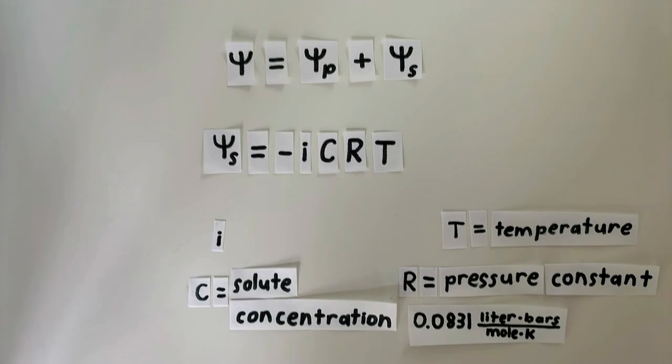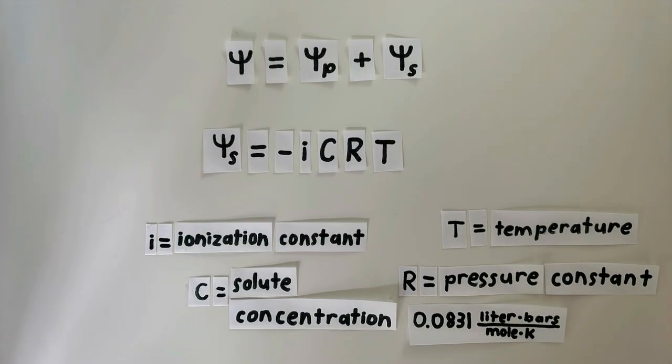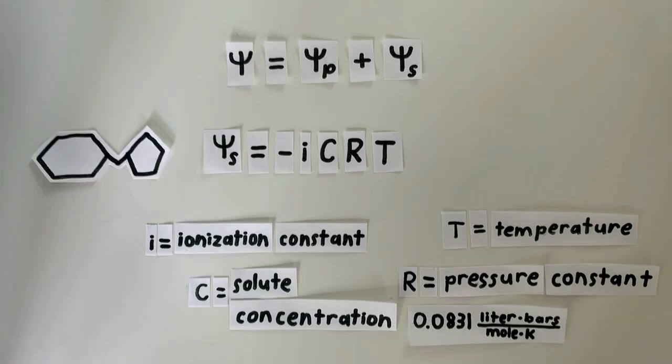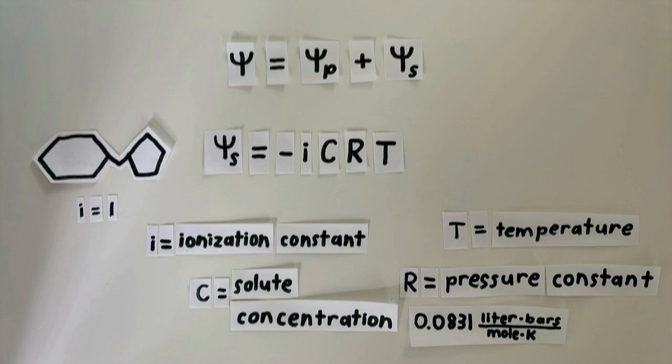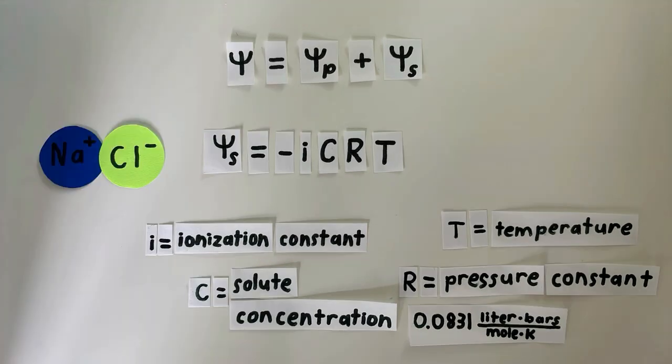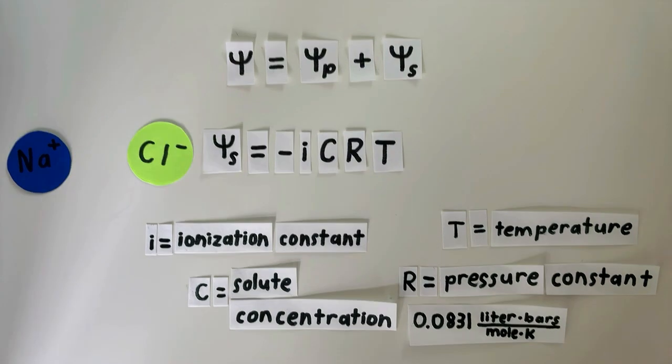Finally, I is the ionization constant. This refers to how many particles the solute breaks into when dissolved in water. For covalent compounds, such as sucrose, this will be 1 because they do not break apart in water. Ionic compounds like sodium chloride will break into separate ions. Sodium chloride will split into 2 separate ions, one sodium ion and one chloride ion, so the ionization constant for sodium chloride is 2. Note that this value is unitless.